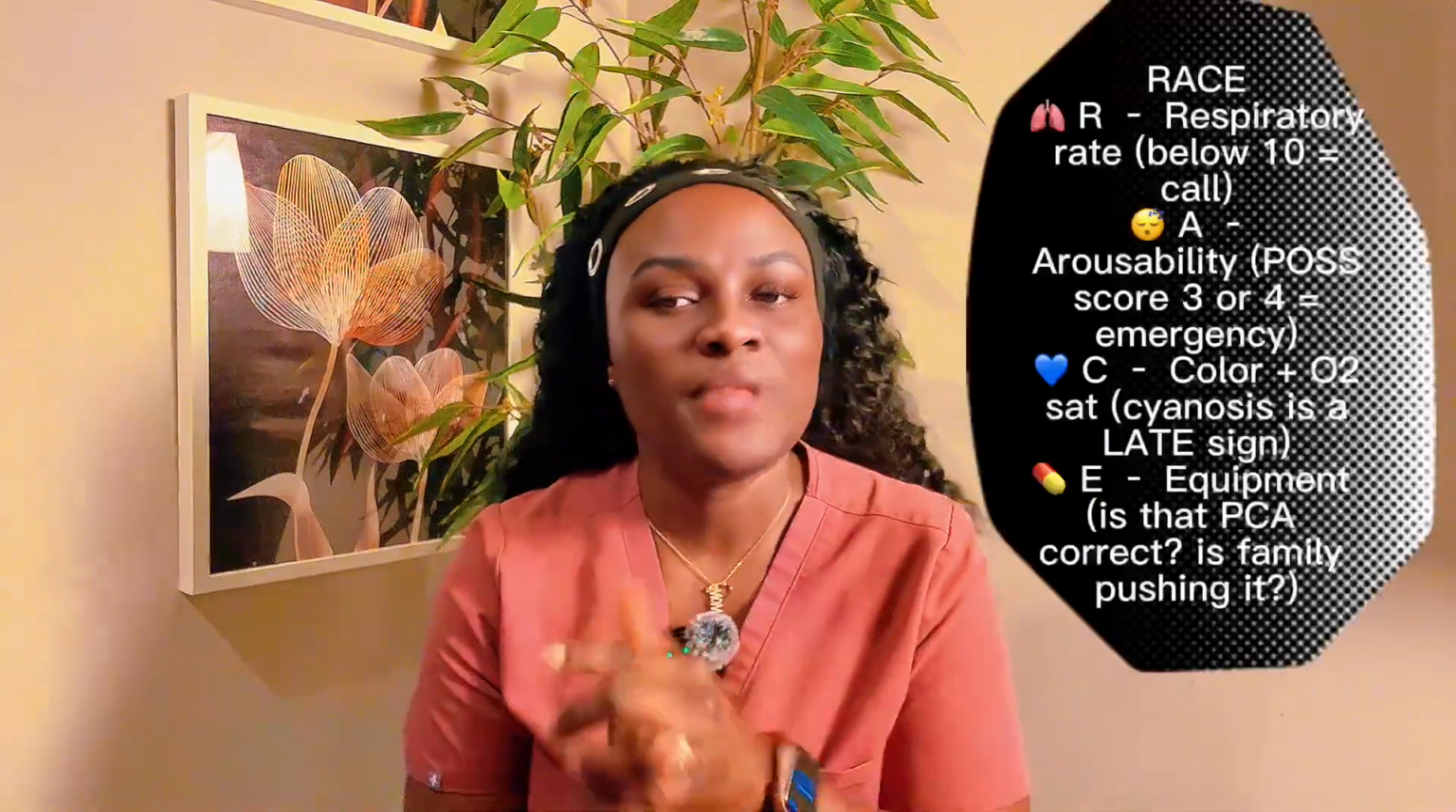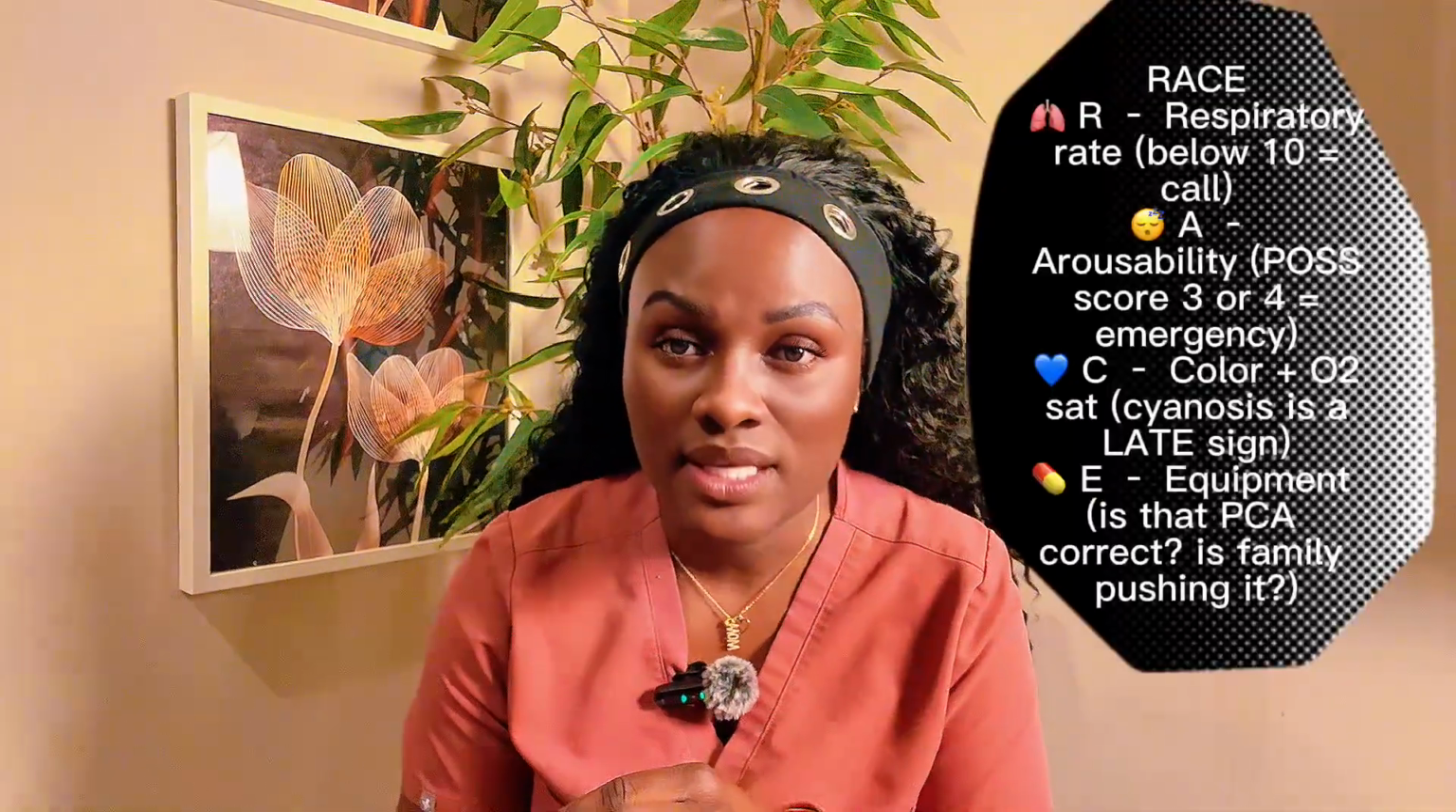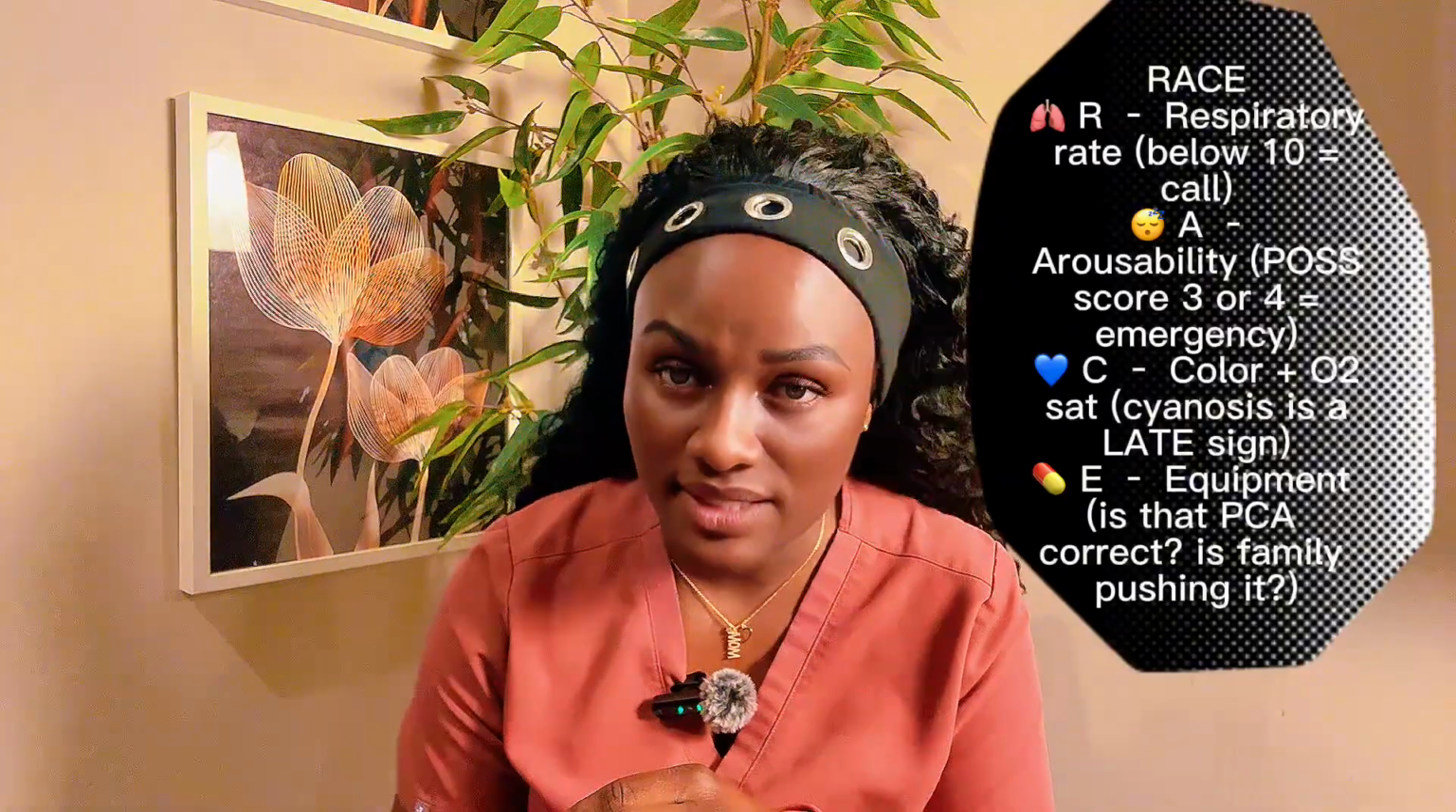Okay, now, how can we monitor patients on opioids? Let's go with the monitoring framework here. I want you to remember this word, RACE, race. Because come to think of it, when opioid toxicity is happening, you are literally in a race. You literally need to run. Okay? So RACE. Now, R is respiratory rate and quality.